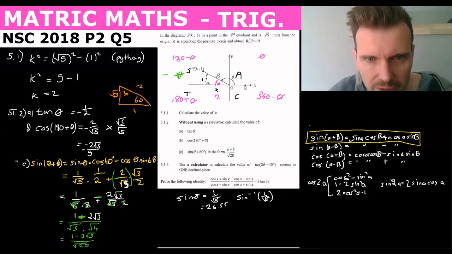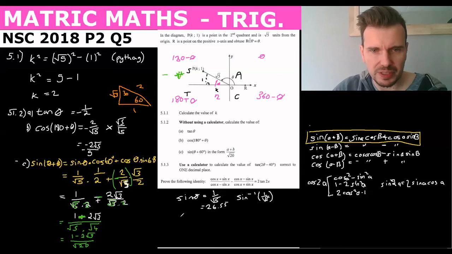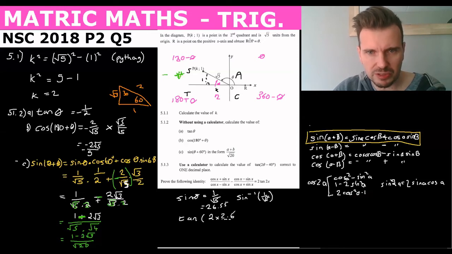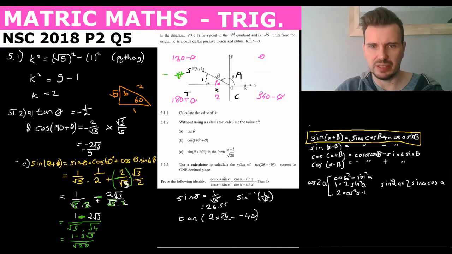Okay. So now just keep that answer and then say tan 2 times that, whatever you get. So tan 2 times answer, whatever that was, and then just minus 40 from that. And then that'll give you the answer. Negative 38.66.